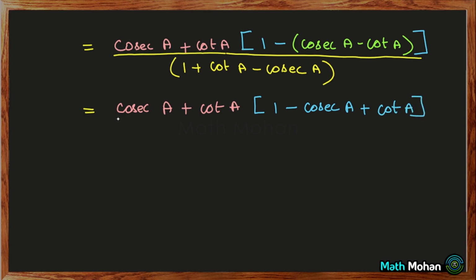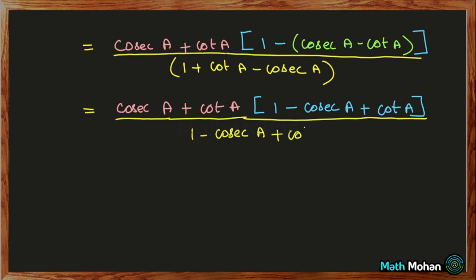And in the denominator, the whole divided by, we have the same term 1 plus cot A, just the order is changed. If we want, we can write in the same order: 1 minus cosecant A plus cot A. We are just rearranging and writing, we are not disturbing the equation. Now if you look at this, in the numerator 1 minus cosecant A plus cot A, in the denominator we have the same 1 minus cosecant A plus cot A.